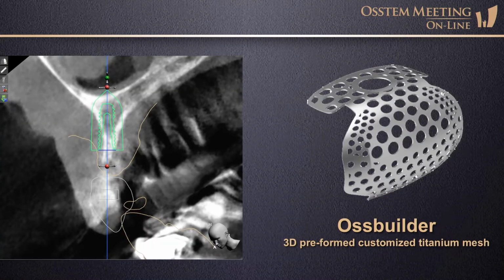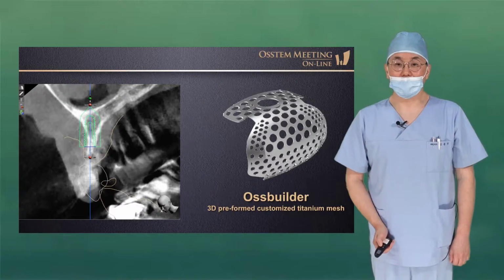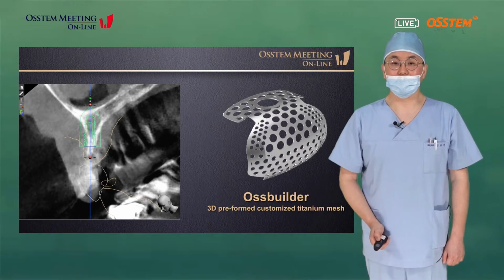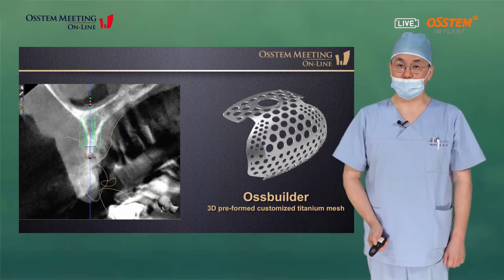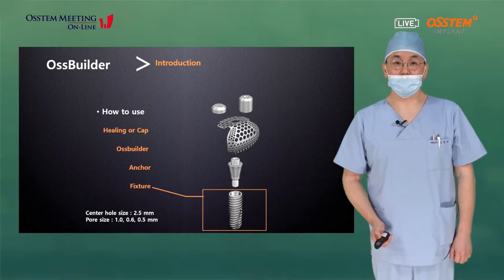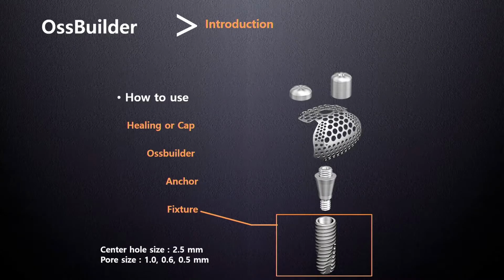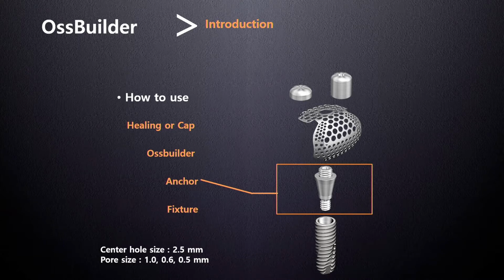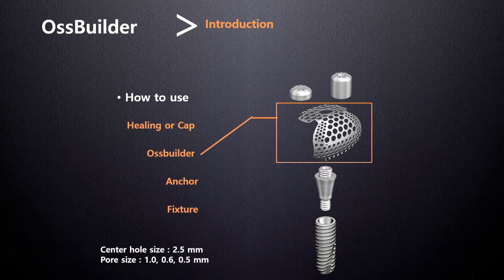As shown on this CBCT image, this patient has severe horizontal bone deficiency. So, a 3-dimensionally preformed and customized titanium mesh called Ossbuilder will be used to make ideal bone support. To use this Ossbuilder, we should place implant and then, before bone grafting, we should connect the anchor. And then bone grafting should be done. Finally, we should place the Ossbuilder covering the entire bone graft material. And this Ossbuilder can be connected to the implant with healing cap or cover cap, according to the situations.